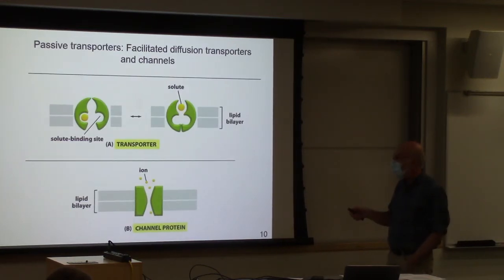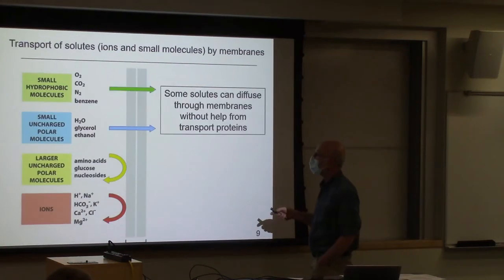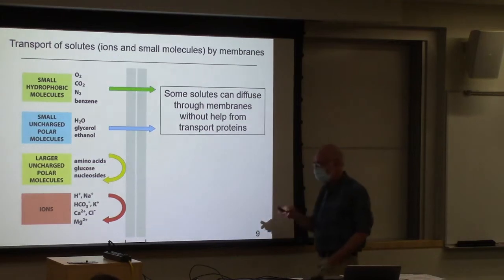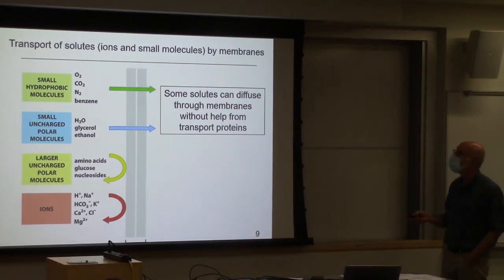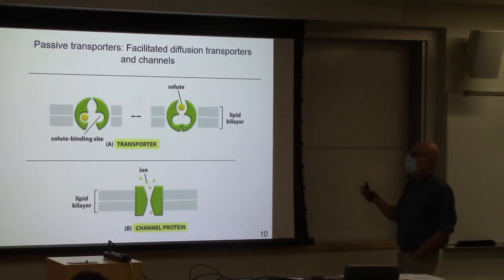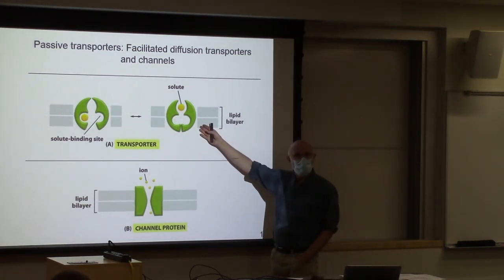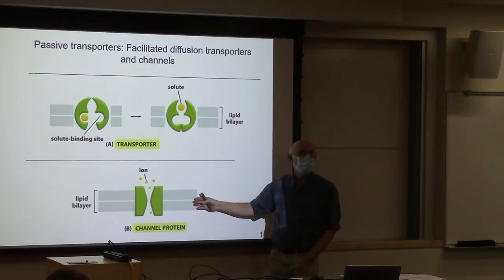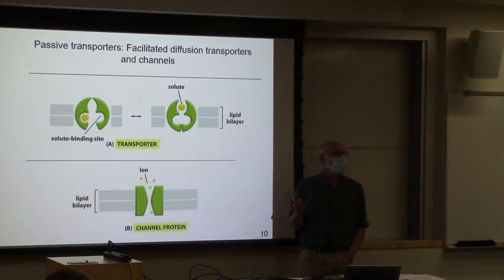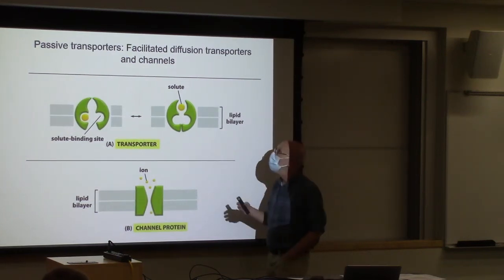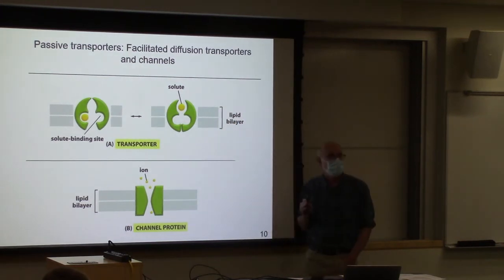So let's talk about how these ions or molecules get through membranes. There are uniporters and ion channels that both catalyze passive transport of these solutes that cannot undergo simple diffusion.